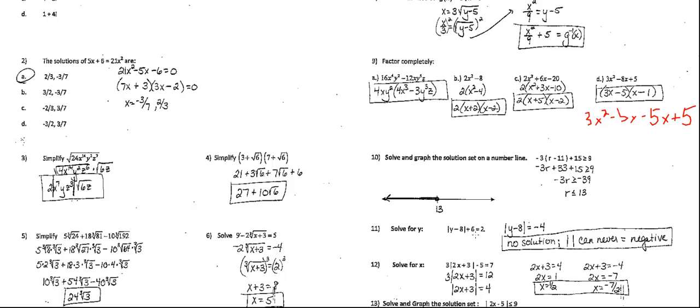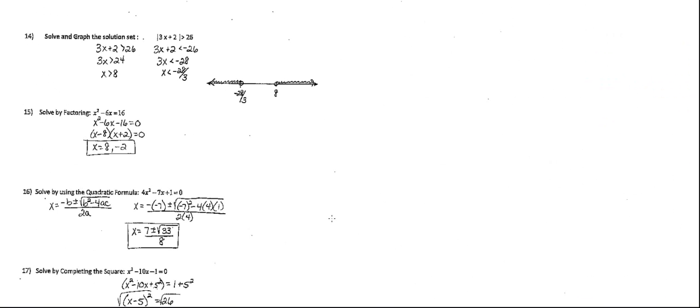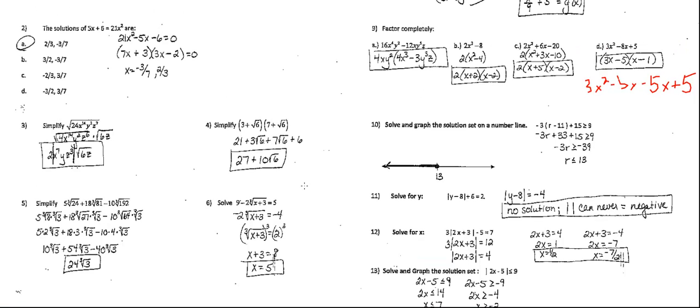Again, absolute value, we're trying to solve it, so isolate the absolute value, subtract 6. I get the absolute value equals negative 4. Absolute value could never come out to equal negative, so at this point you can tell that there's going to be no solution. Number 12, I isolate the absolute value again by adding 5 and dividing by 3.